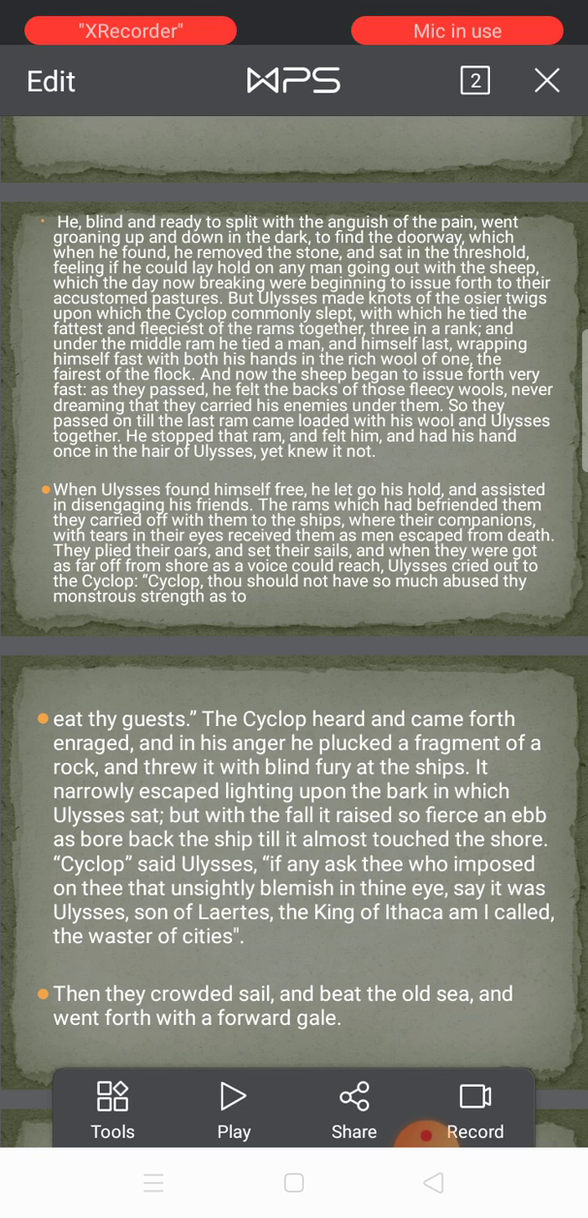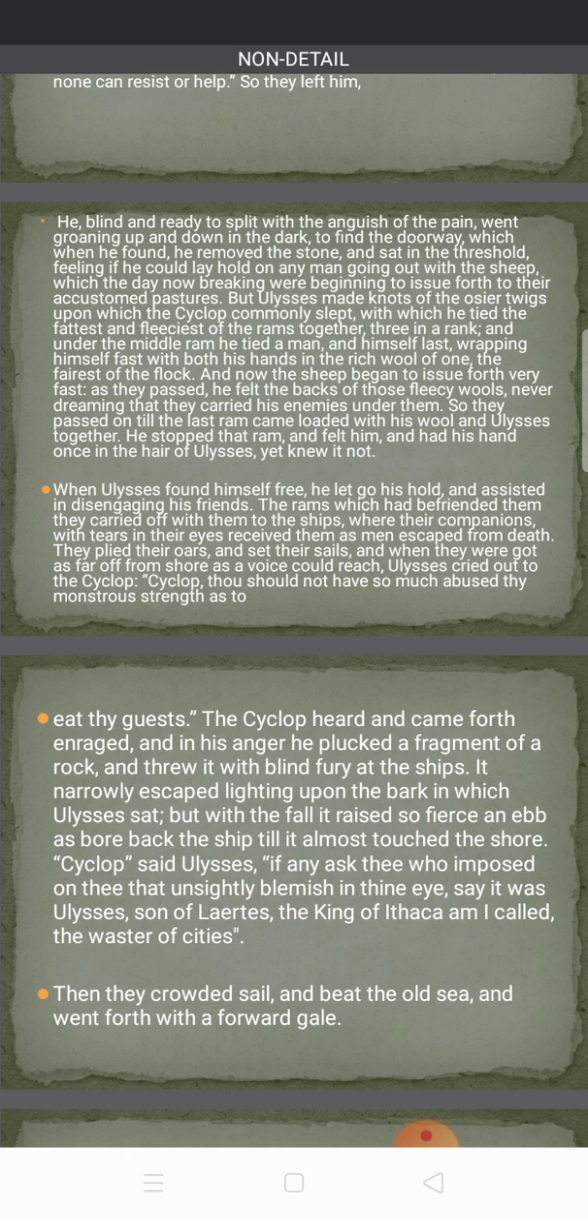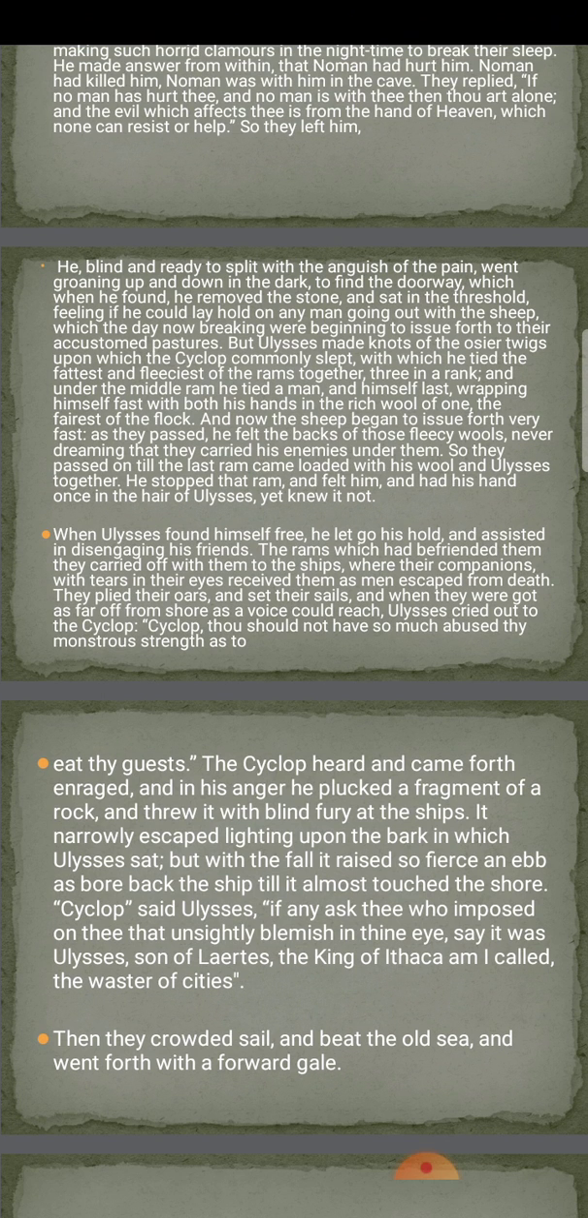The Cyclops heard and came forth enraged, and in his anger he plucked a fragment, means a piece of a rock, and threw it with blind fury at the ships. It narrowly escaped lighting upon the bark in which Ulysses sat, but with the fall it raised so fierce an ebb as bore back the ship till it almost touched the shore.